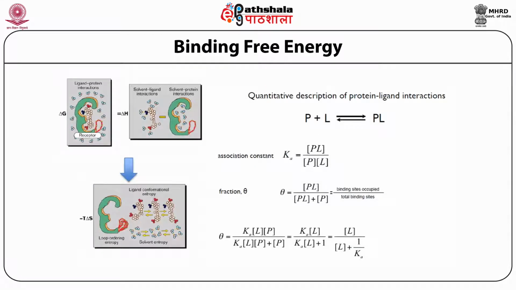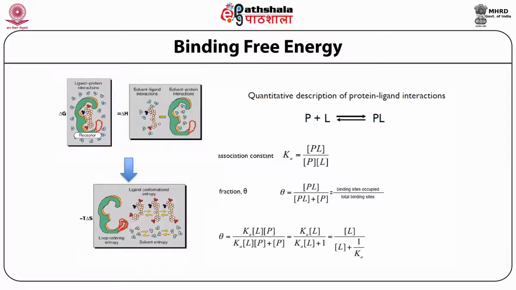Here we try to explain the binding free energy in terms of the interaction of the ligand and protein. You can see here, in terms of delta G, the ligands bind completely into the cavity of the receptor, and the quantitative description of protein ligand interaction can be given as protein plus ligand gives rise to PL, the protein ligand complex. So the association constant is simply Ka equals product over reactant, meaning the concentration of PL complex divided by the concentration of P and the concentration of L.